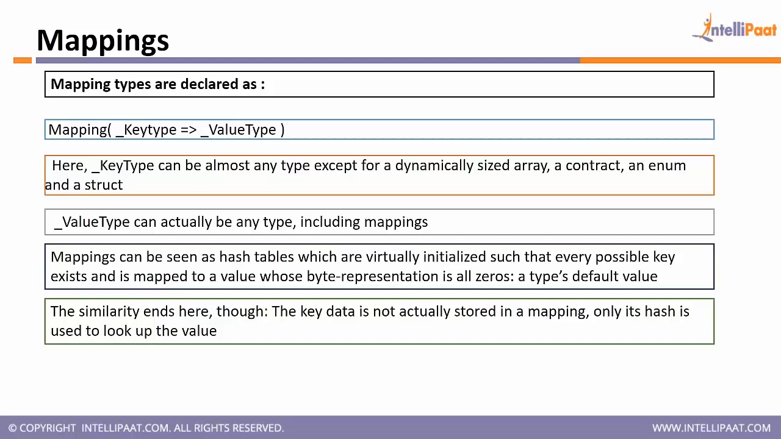Although what is not similar to other hash maps is that the key data does not actually store the key value. What it stores is only the hash of the key, so that you will be able to search for the exact value that you are looking for.